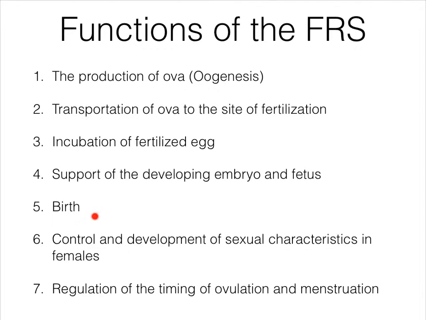Fifth, we got to get that baby out of there at some point. So the process of birth is part of the female reproductive system. Sixth, control and development of sexual characteristics in females. These are secondary sexual characteristics, the growth of mammary glands, all of the changes that happen in puberty, things like that. And also, last, the hormonal regulation of the timing of ovulation and menstruation. All right?